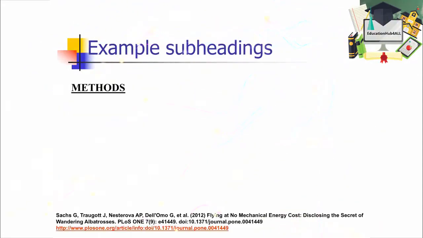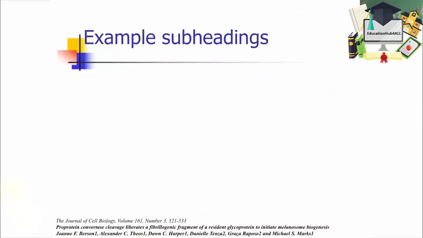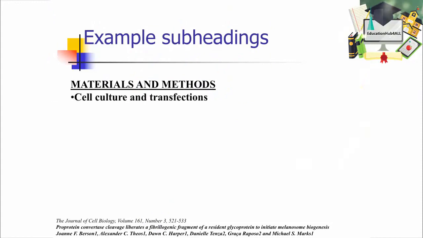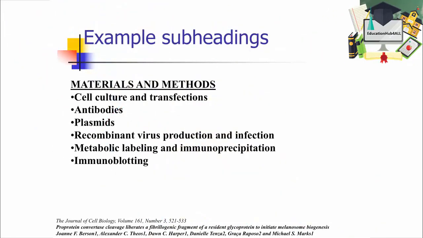This one was looking at flying albatrosses. So they have subjects and experimental protocols. The subjects here are the flying albatrosses, then hardware. And then they were using GPS tracking, so they had to say how they were processing the GPS data. And then wind was a very important variable here because we're talking about flying. One more set of subheadings, just as an example. This one had cell culture and transfections, antibodies, plasmids, recombinant virus production and infection, and so on and so forth. You get the idea. Whatever your topic, breaking the methods into subsections is a good way to go.